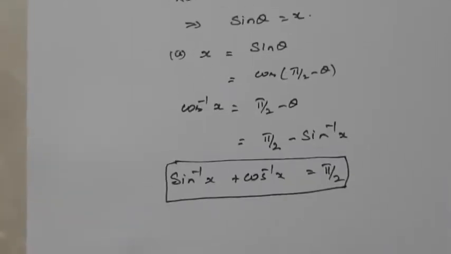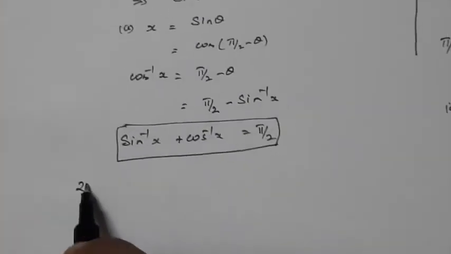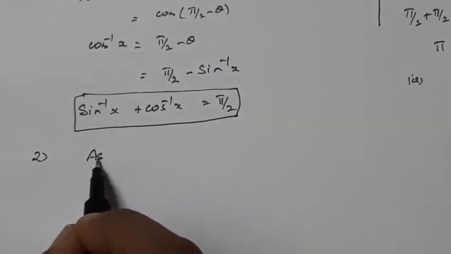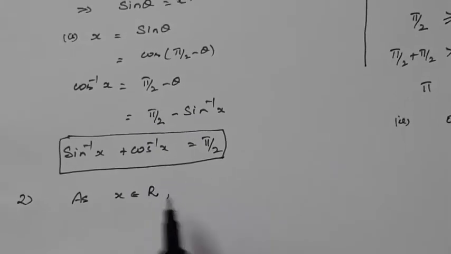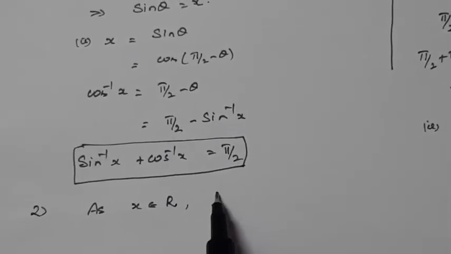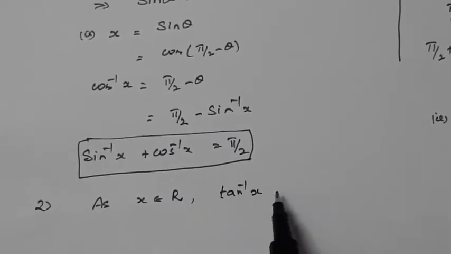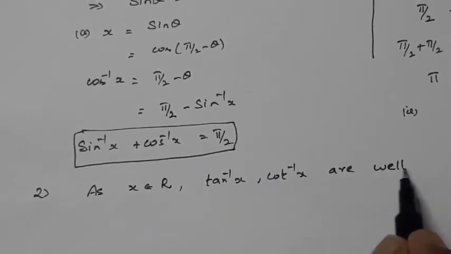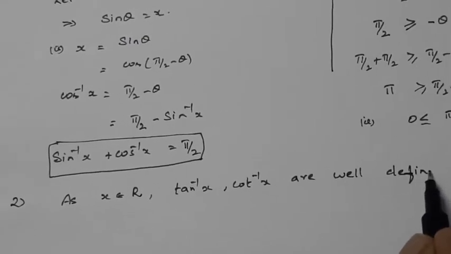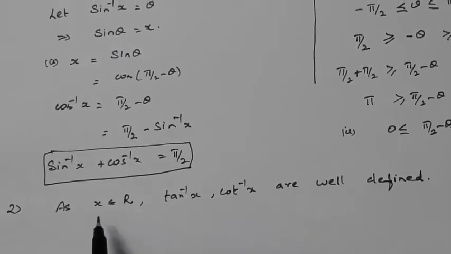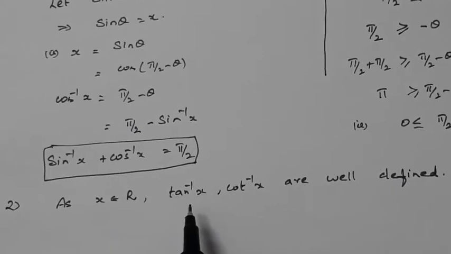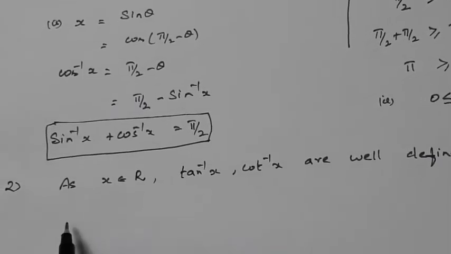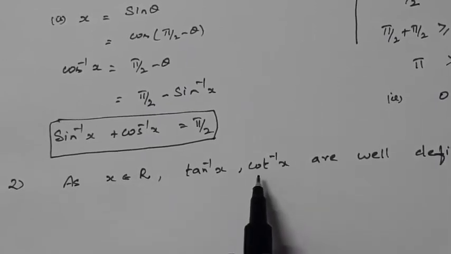Now similarly for the second one, for tan inverse of x, as x belongs to the entire set of real numbers R, we can write that tan inverse of x and cot inverse of x are well defined, because the domain for tan inverse of x and cot inverse of x is R, and here x belongs to R. Therefore we can define tan inverse of x and cot inverse of x. So that is true.